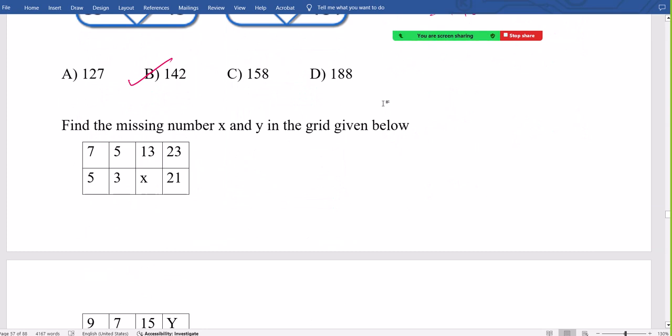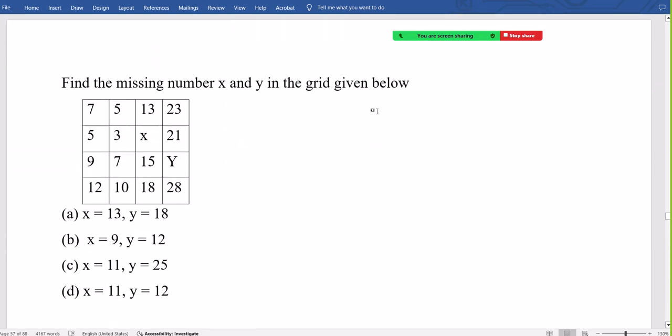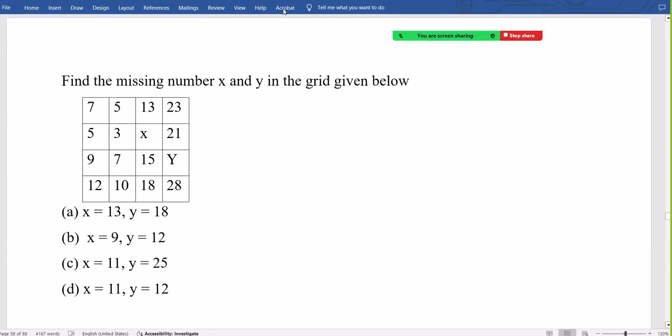Now I'm expecting everyone can solve this question. Let's see. What about the x and y values here?